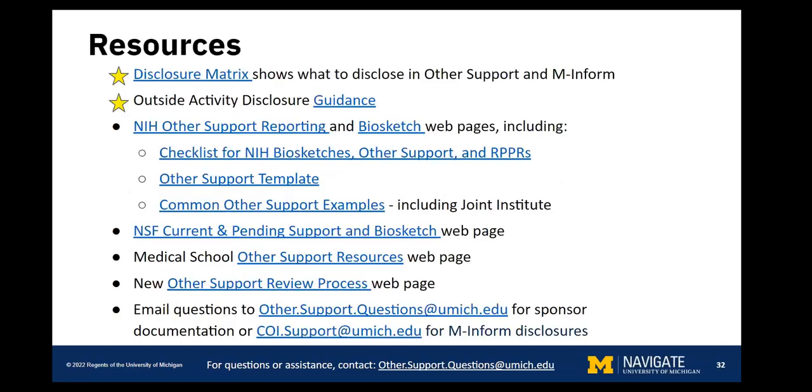Next slide, please. And speaking of resources, we have a bunch on our websites, ORSP and COI sites. The disclosure matrix and the outside activity disclosure guidance are two really great, helpful resources that you should check out. We also have NIH OtherSupport reporting and Biosketch websites that have checklists, templates, and examples. We have an NSF current and pending support and Biosketch webpage. Medical school specifically has an OtherSupport resources site. COI has an OtherSupport review process. So if you had any questions about what we're doing or why we're involved, you can check that out there. And then again, emailing questions to us.